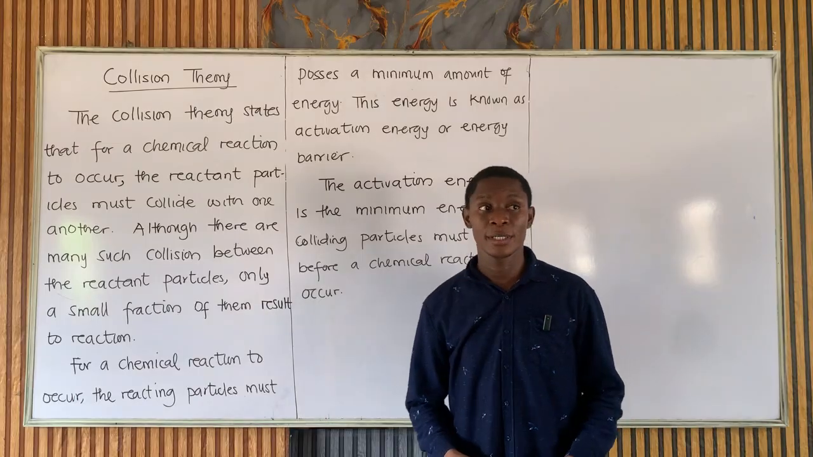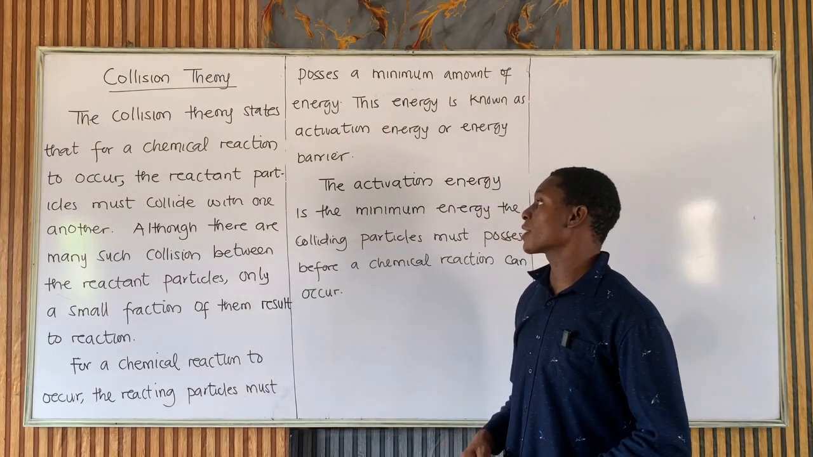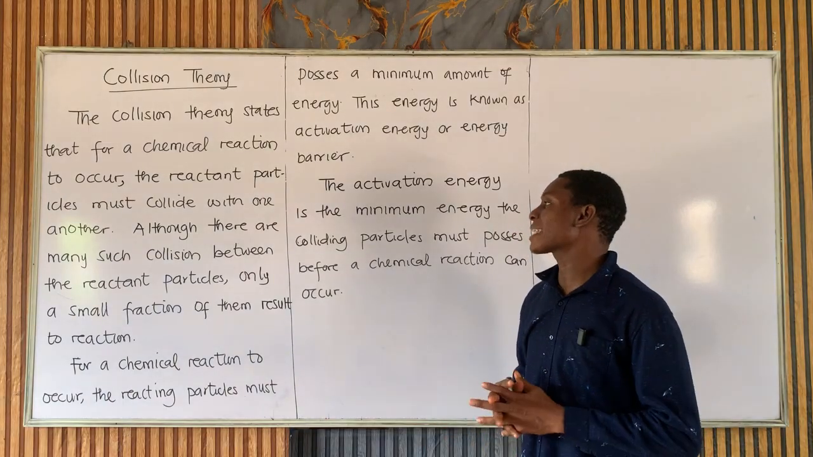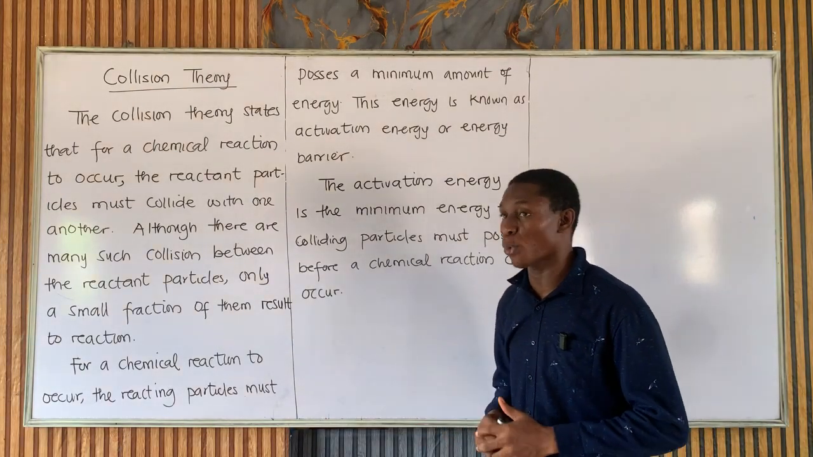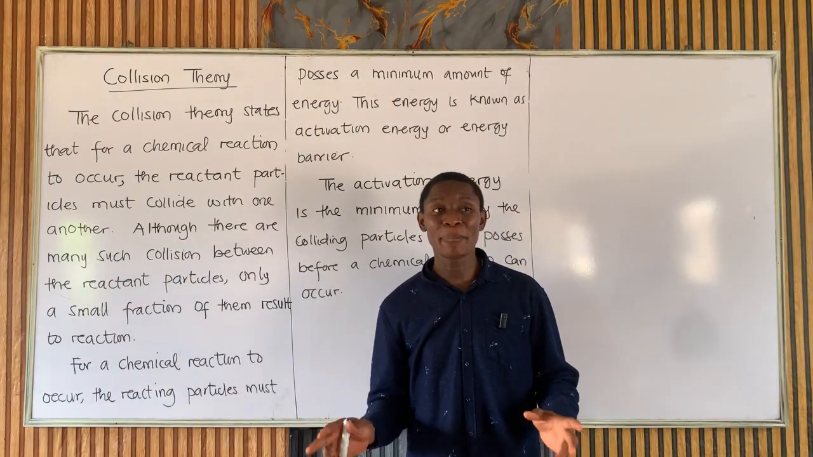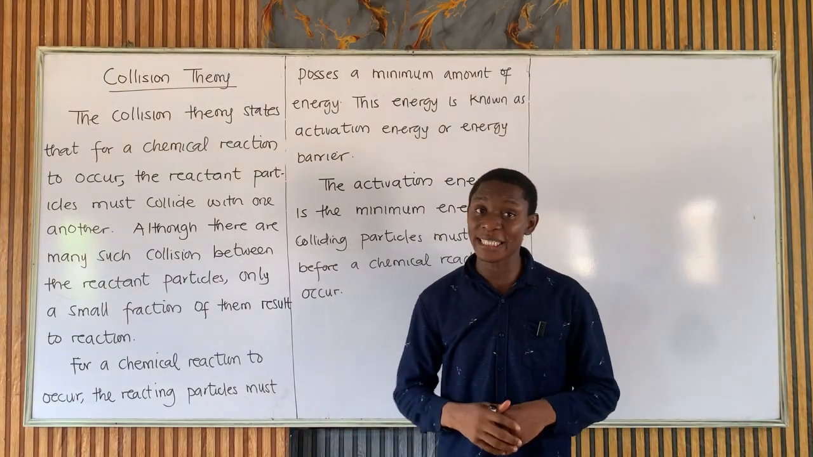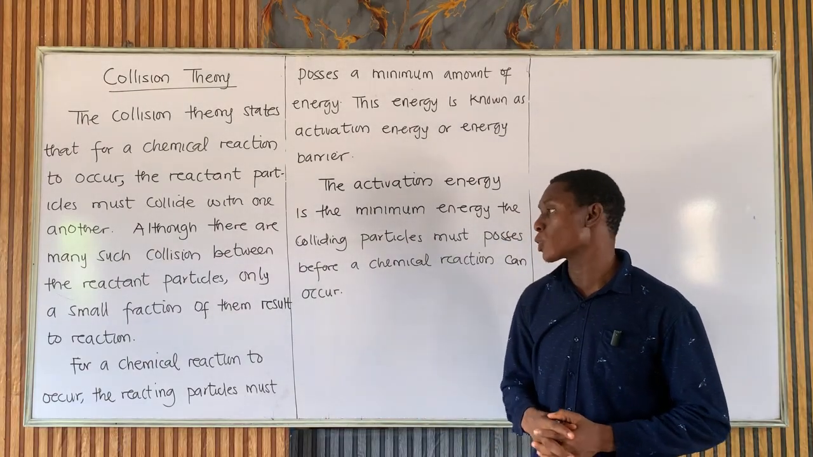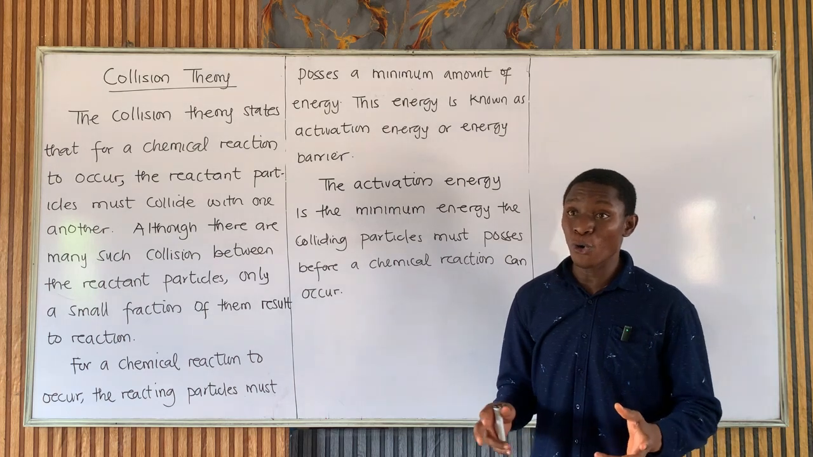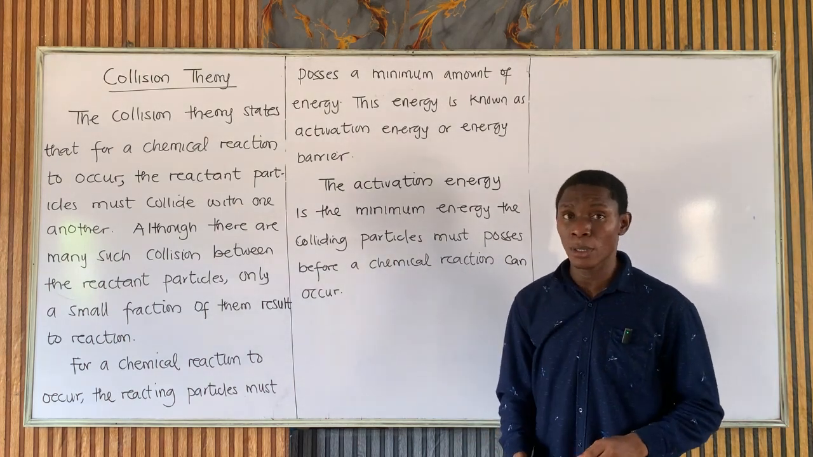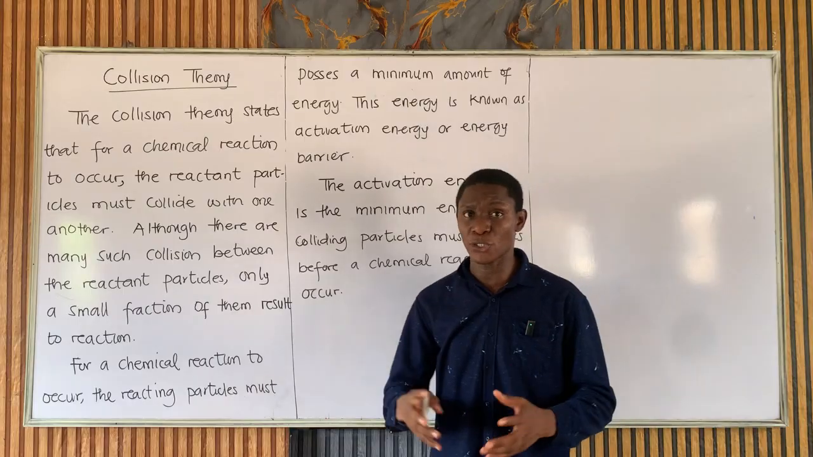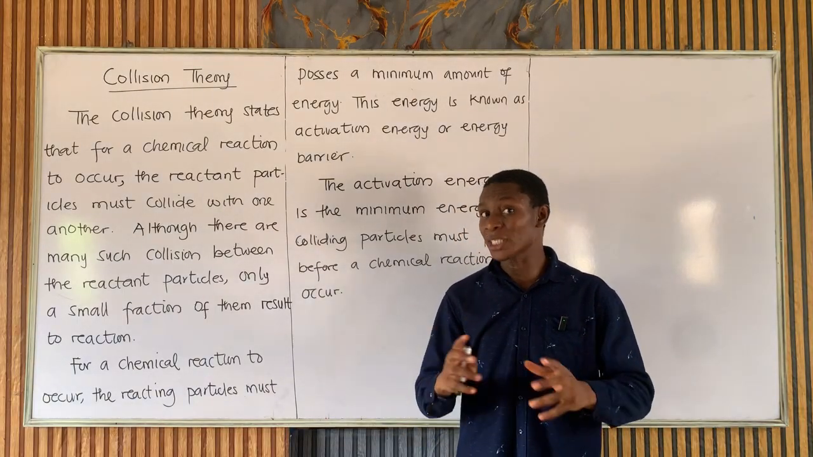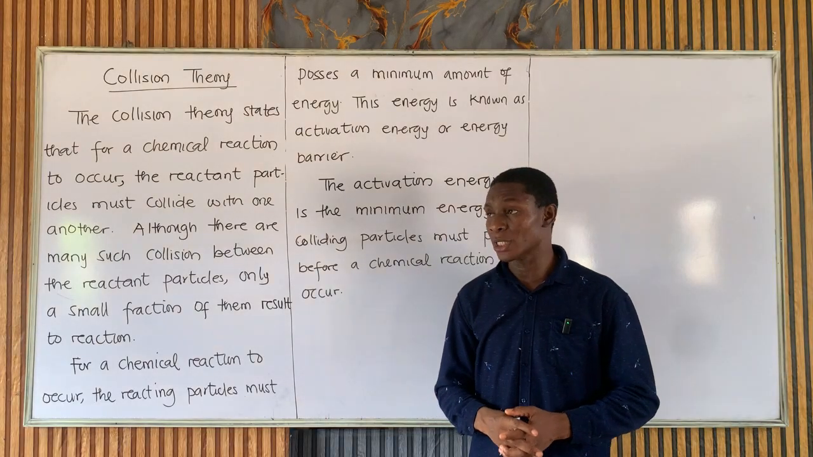Collision theory. The collision theory simply states that for a chemical reaction to occur, the reactant particles must collide with one another. This simply means that if there's no collision between the reactant particles, then a chemical reaction cannot occur. Although we have so many of these collisions, not all of them result in a chemical reaction. Even though the reactant particles collide, it doesn't mean that a chemical reaction would take place.